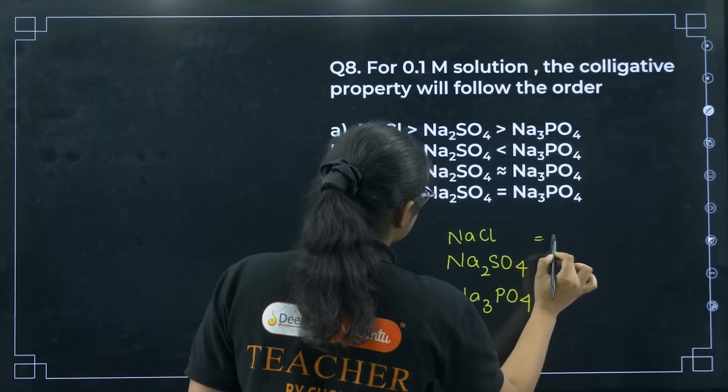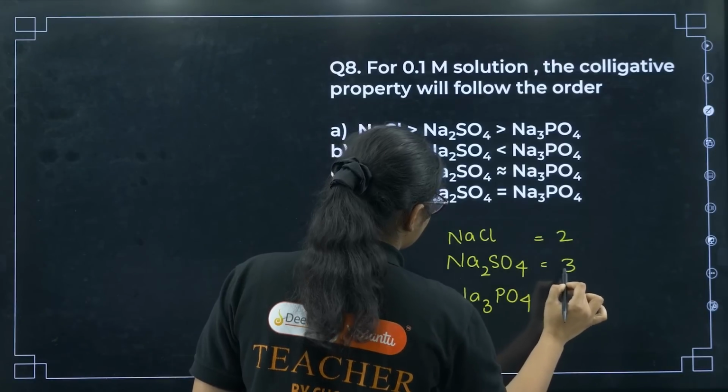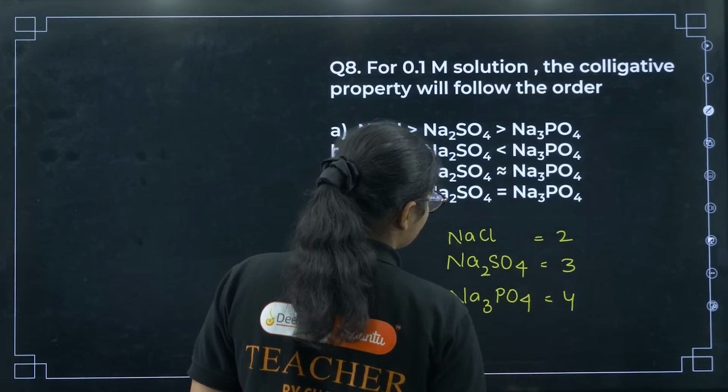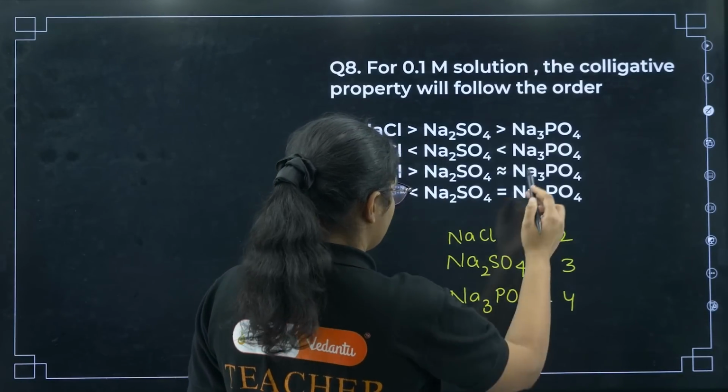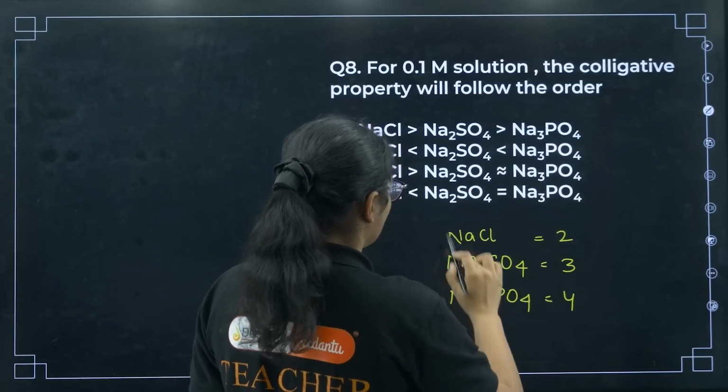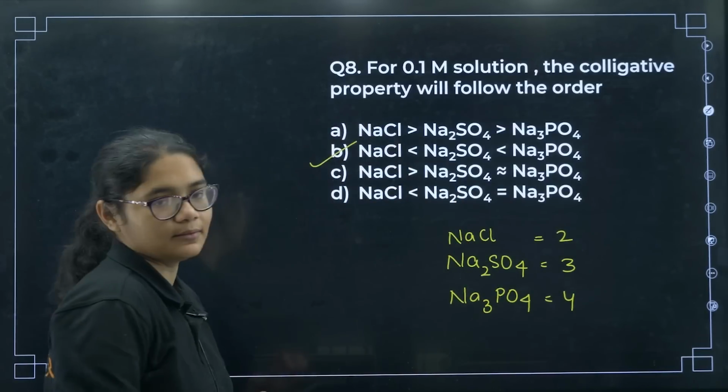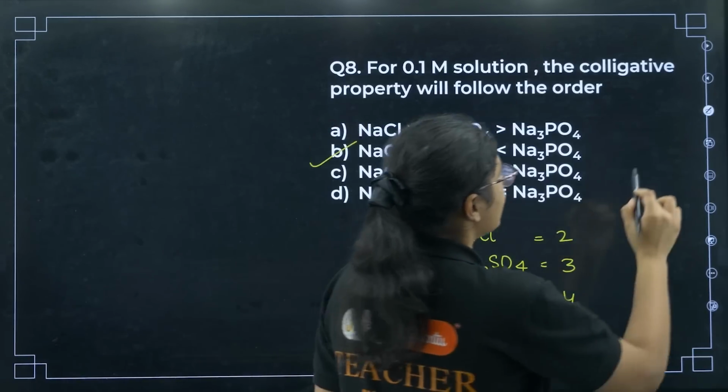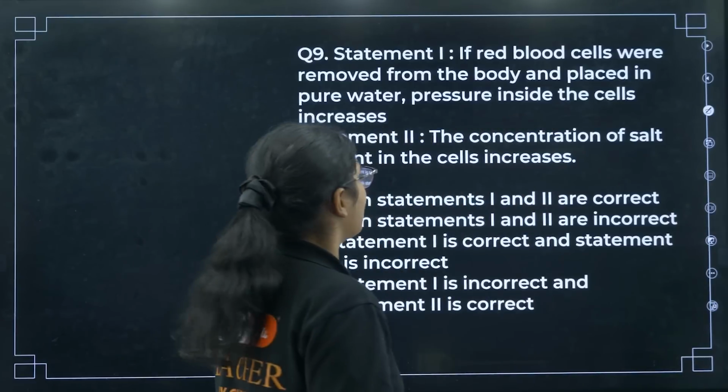Okay, so this is 2, this is 3 and this is also 4. So I have here Na3PO4, Na2SO4 and NaCl. So that is option number B here. Okay, next we have question number 9.